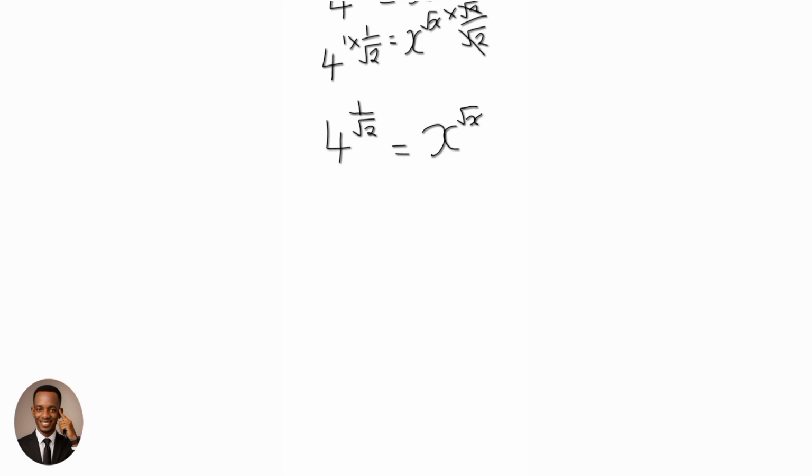Now, first of all, to achieve that, at the left hand side there, we have 4 to the power of 1 over root 2, and at the right hand side we have x here with a root. What do we do? Let's try to make them very, very similar. So how do I do that? Let's take the root of both sides, square root of both sides. So I will have square root of 4 to the power of 1 over root 2, right, equals root x to the power of root x.